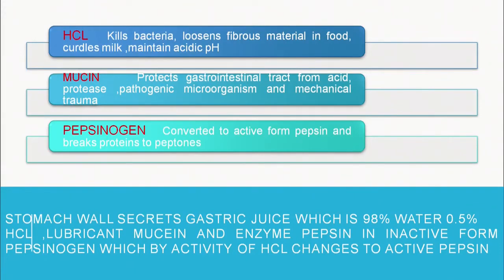Now, from the mouth till the esophagus, the pH remains between 7 and 8. Once the food moves into the stomach, the stomach wall produces HCl. Once the HCl is produced, the pH of the stomach is acidic, and this HCl kills the bacteria and loosens the fibrous material in food so that the enzymes can act on it. It also curdles the milk so that it does not flow back. Once the milk gets curdled, meaning a precipitate is formed in the milk, it cannot flow back easily. And it maintains the acidic pH.